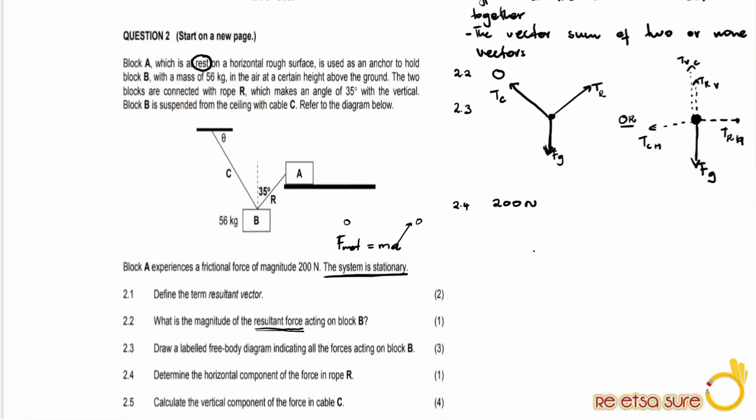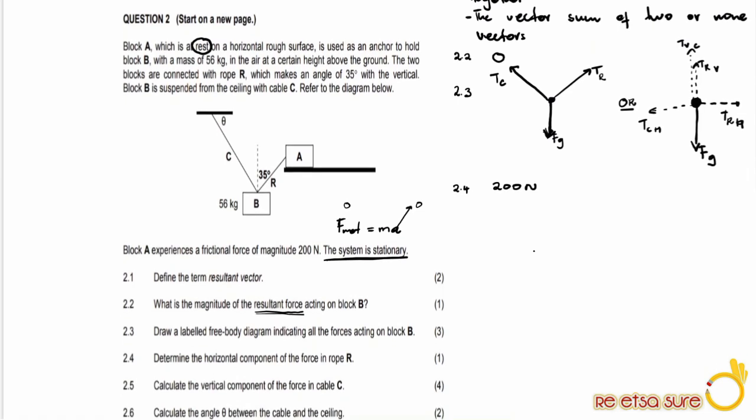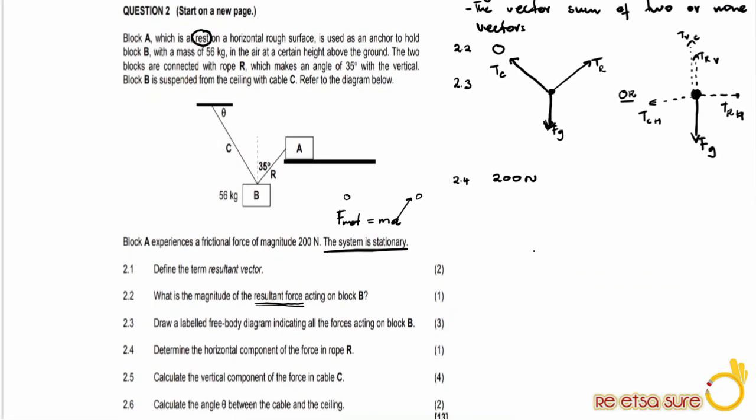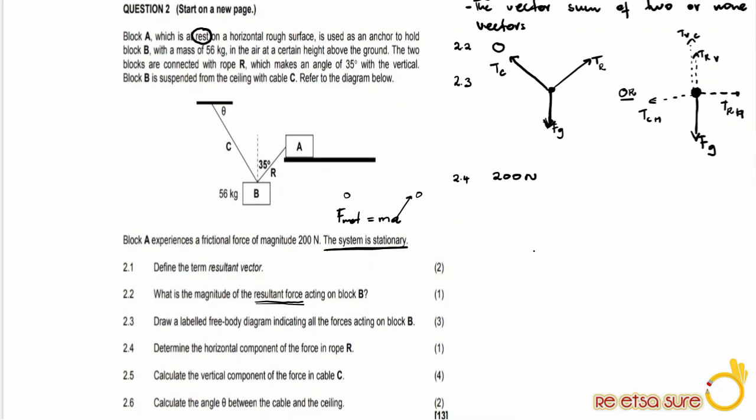Okay, so now let us go to 2.5. 2.5 for 4 marks. Calculate the vertical component of force in cable C. We are required to calculate TVC. Calculate the vertical component of force in cable C. Here is our cable C.